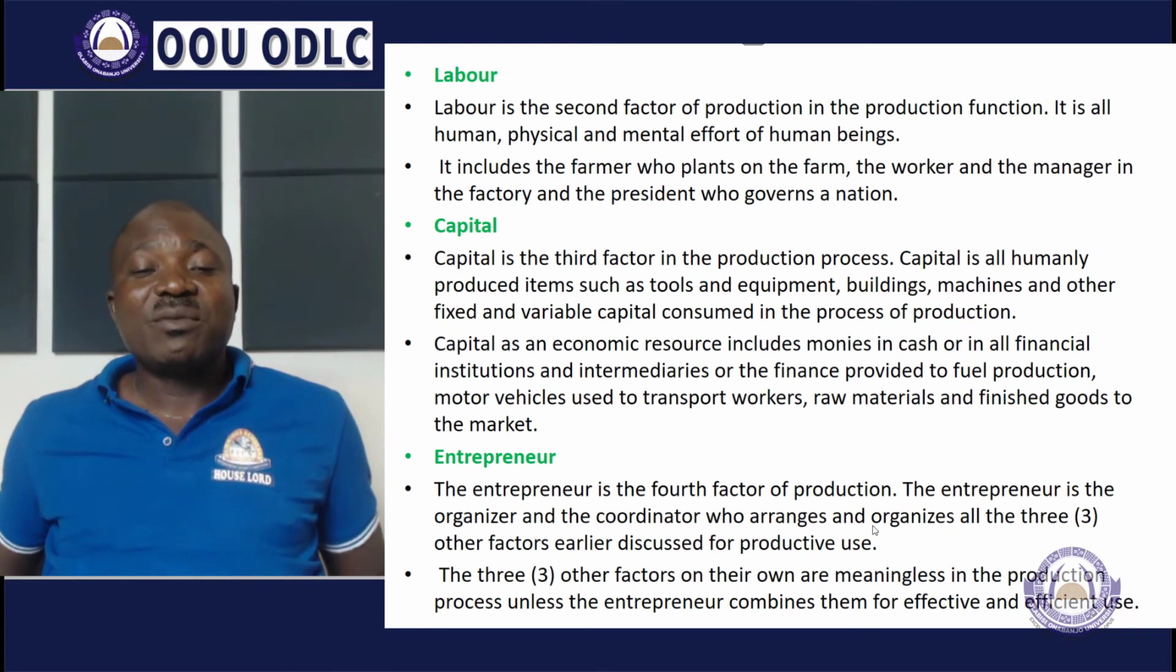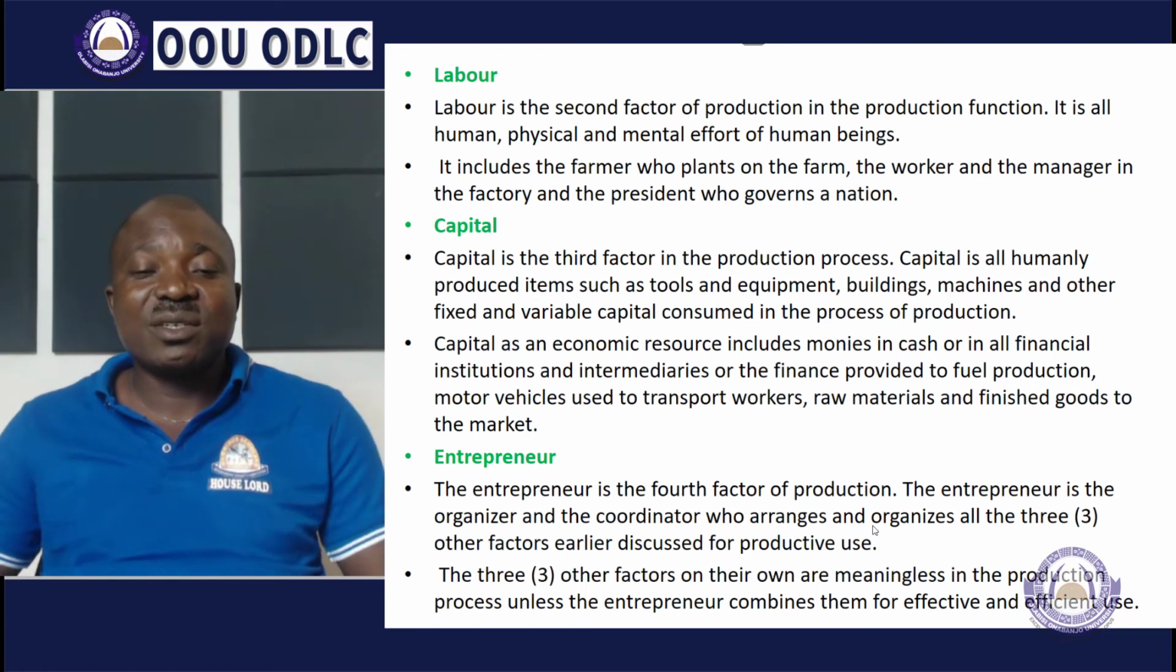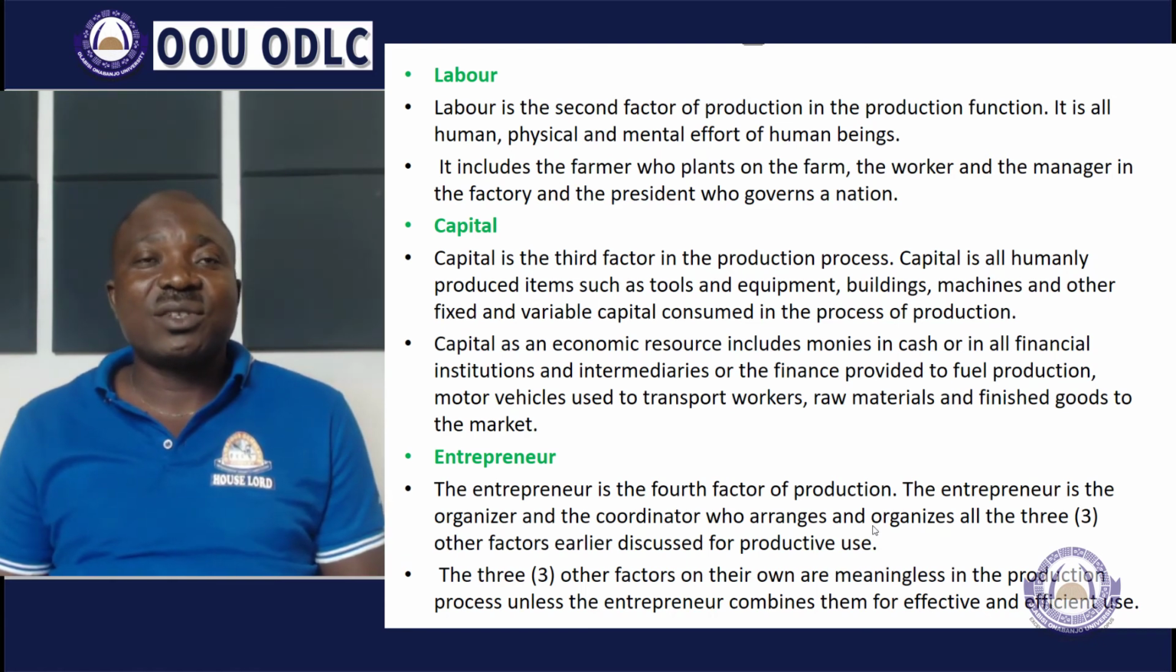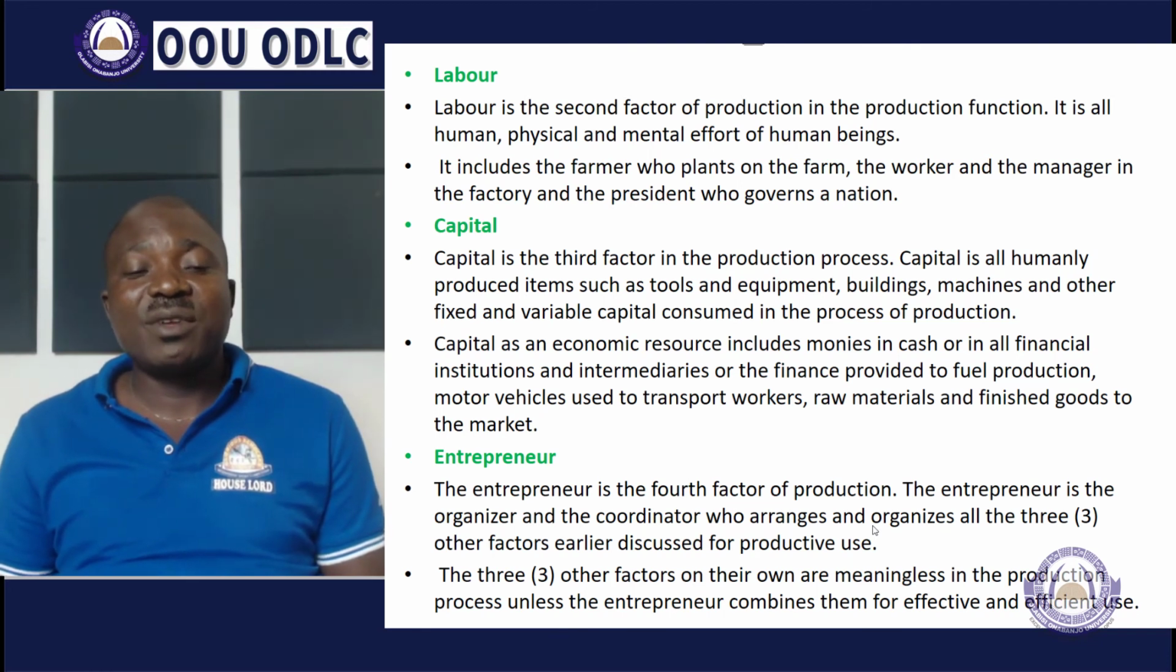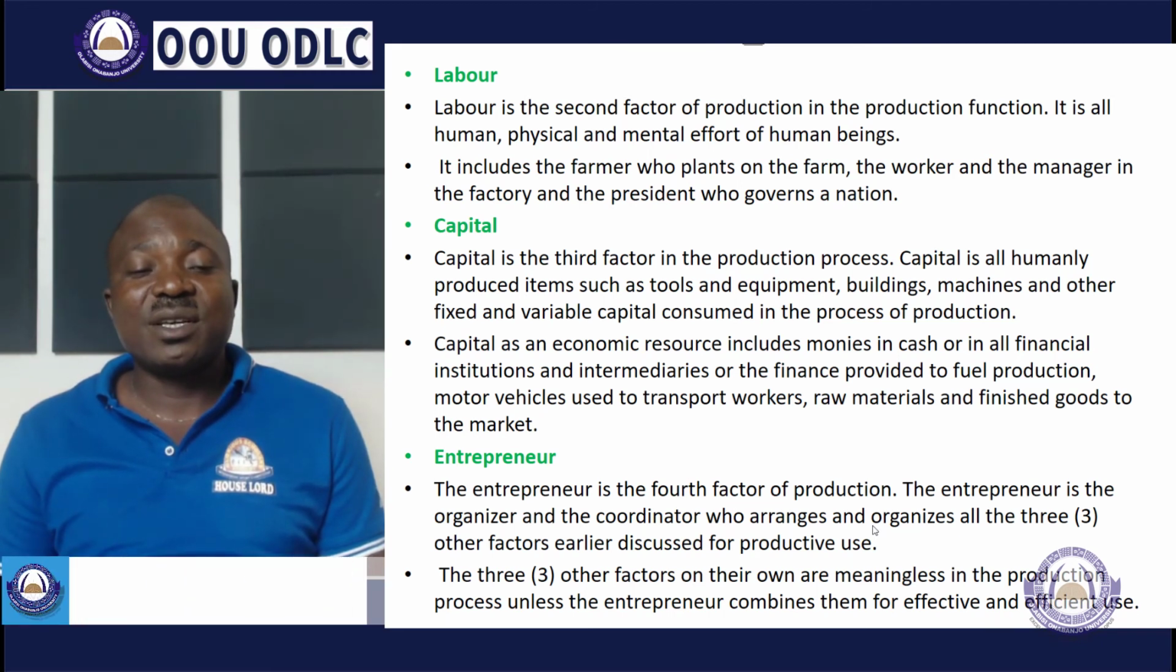Then capital, we defined it as the third factor made use of in the production chain, and that capital includes all the buildings, the equipments, all the machineries, the tractors made use of in the production process. As well, it includes cash, either at hand or in bank or in other financial intermediaries, and that the reward for capital item being used up in the production process is interest.